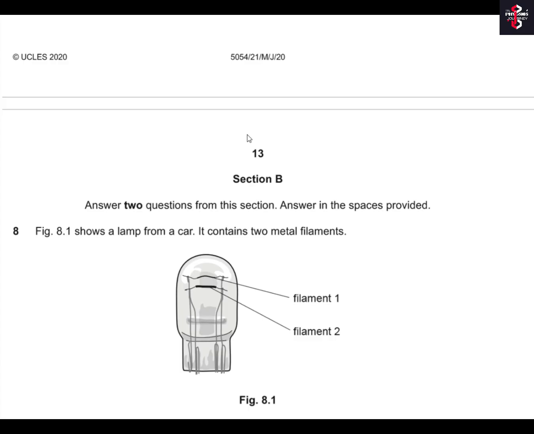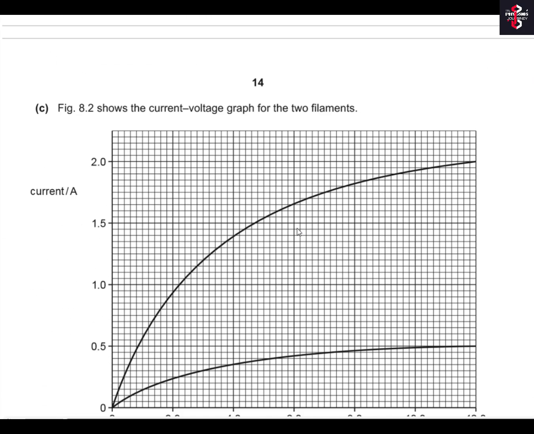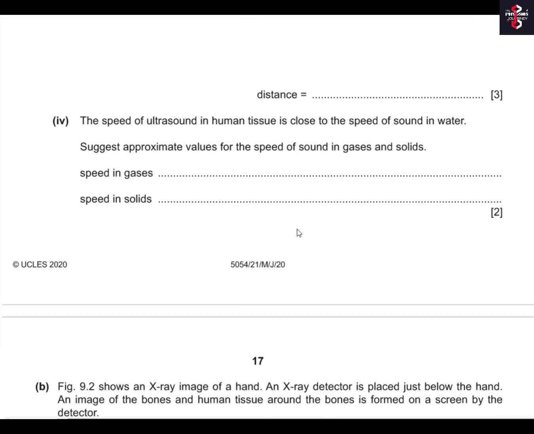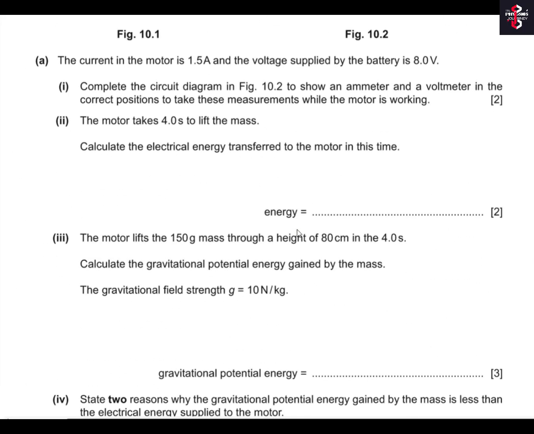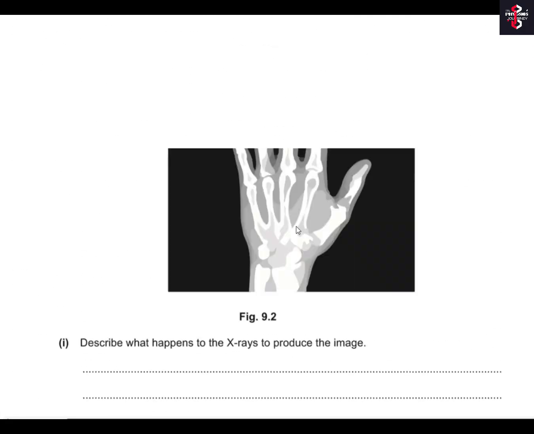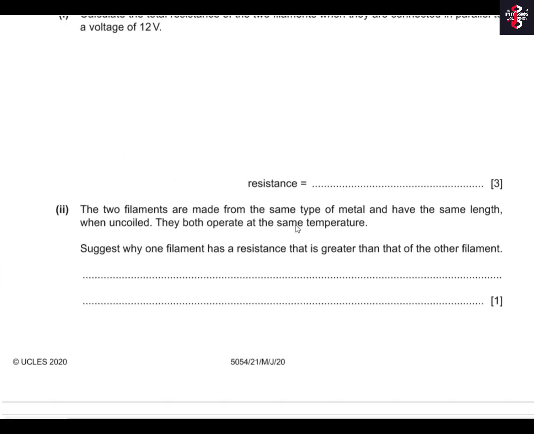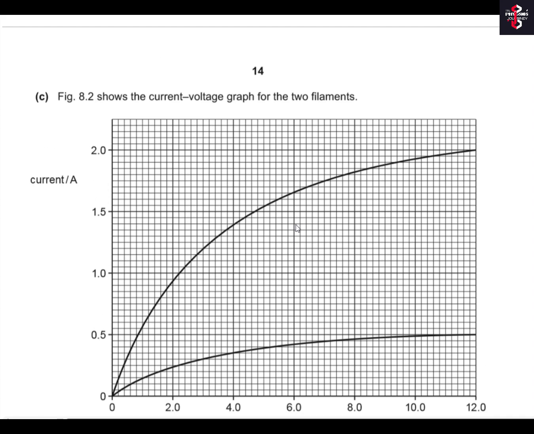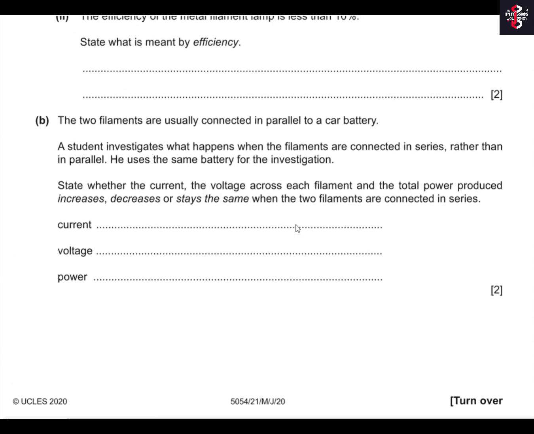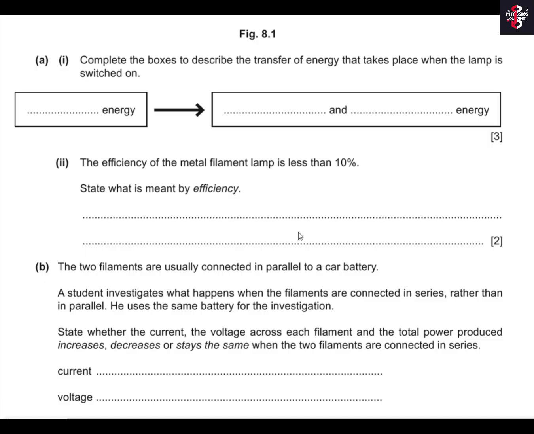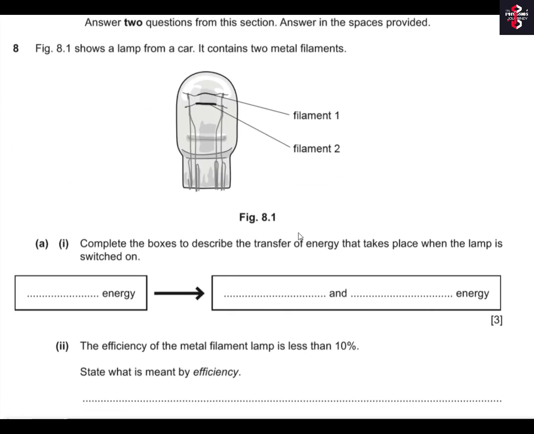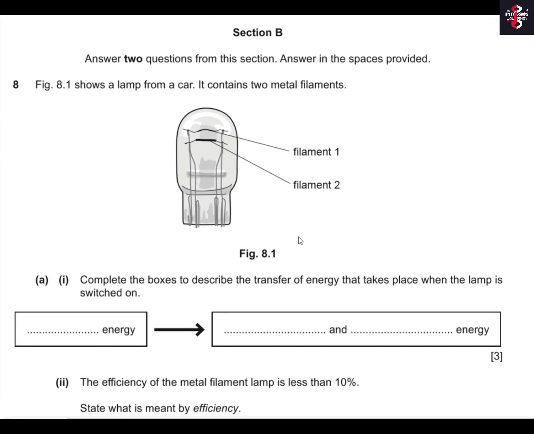Now section B. Answer two questions from this section. Answer in the space provided. We have 8, 9 and 10, which means we are given three questions. You have one choice in this section, but I will be solving all of them for your convenience. Each is a question for extended, detailed answers, long questions I may say.